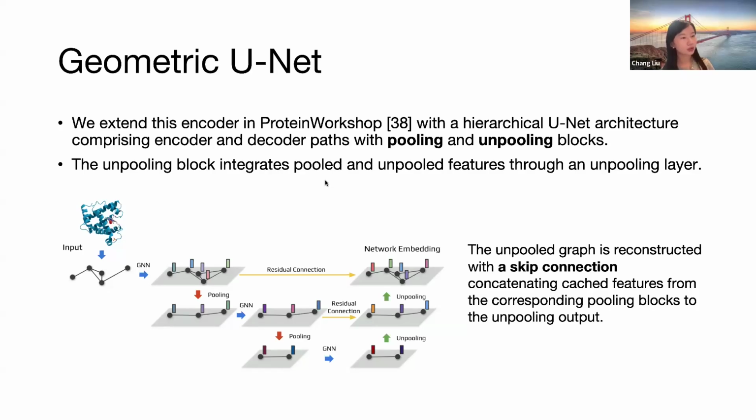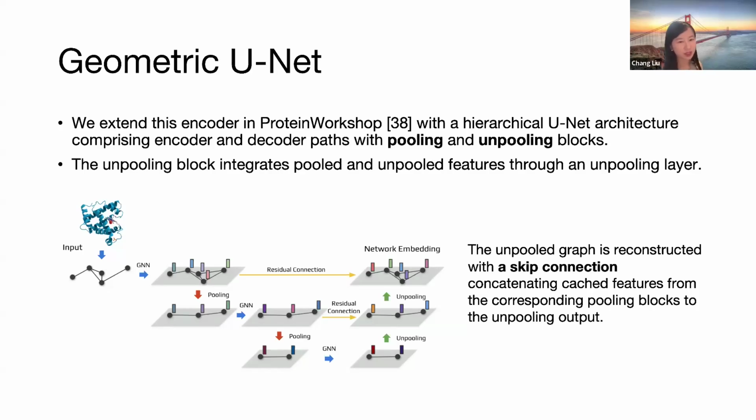The unpooled graph, you can see, is the path on the right side. The unpooled graph is reconstructed with a skip connection concatenating the cached features from the corresponding pooling blocks to the unpooling output. This is one of the most important designs in our UNet architecture.